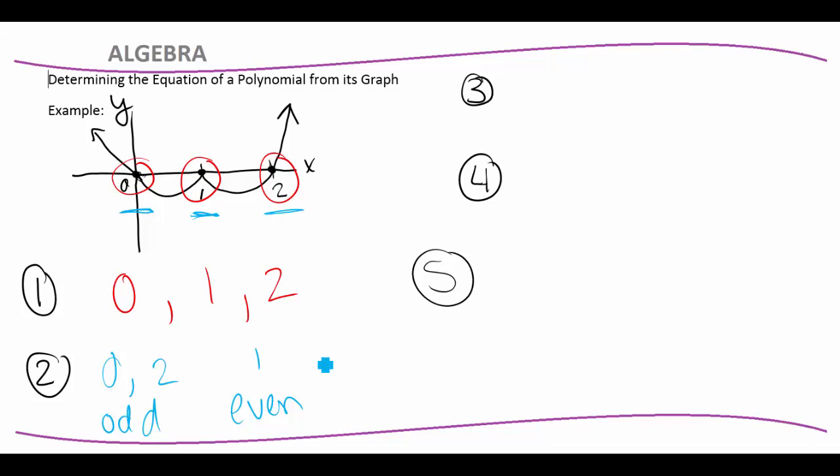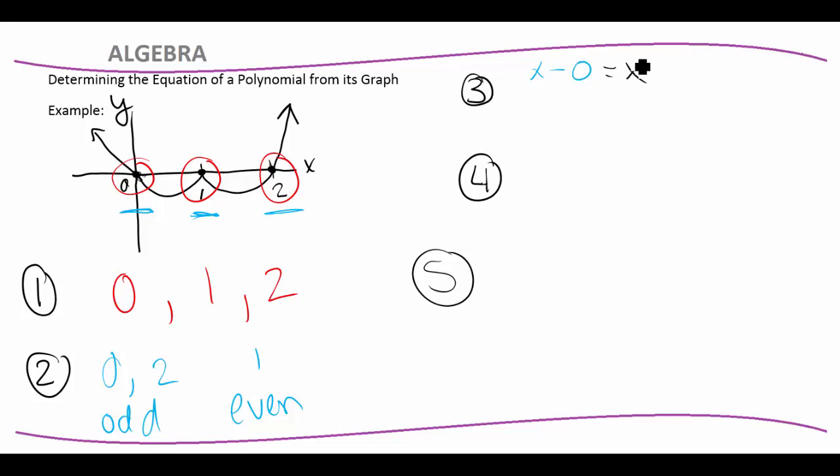And step 3, we're going to look at the possible factors. If r is a real zero of f of x, then x minus r is a factor of f of x. So we have our 3 zeros. Since 0 and 2 are zeros of odd multiplicity, we're going to have x minus 0, which is just x. And for our odd multiplicity, I'm just going to use 1 as the power because that's the simplest odd power.